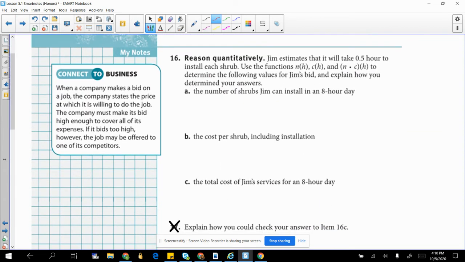Here it says Jim estimates that it will take him about 0.5, or half an hour, to install each shrub. Use the functions n of h, c of h, and n times c of h to determine the following rules. So the number of shrubs Jim can install in an 8-hour day. Well, that was our n of h function. So let's plug in 0.5.